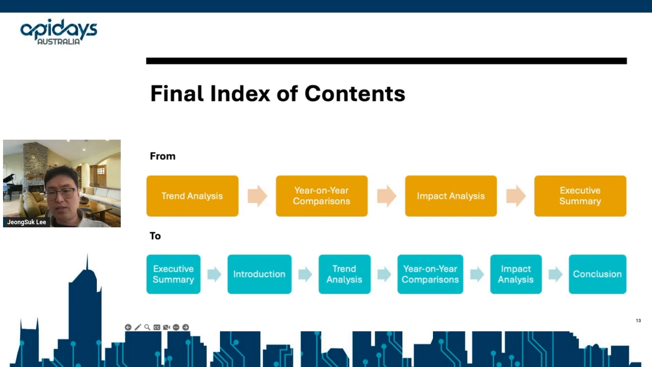This is the final index of the contents. Instead of positioning the executive summary at the end, I moved it to the front because typical analytics reports start from the executive summary. Senior management people do not have much time to read in detail, so provide the summary first, then go into the detailed contents if they are interested. I also added an introduction and conclusion to give some background information and a detailed summary.